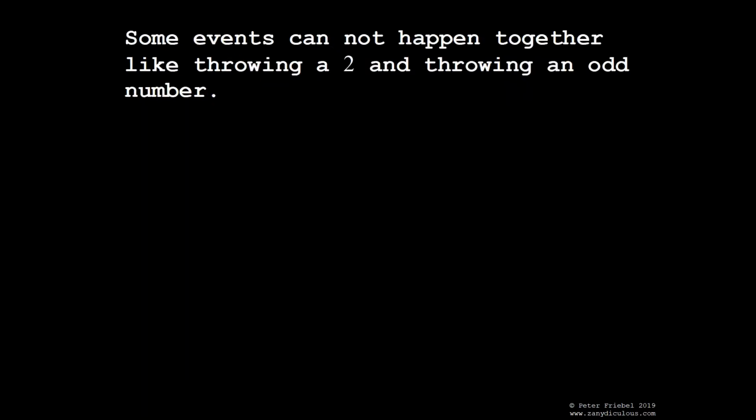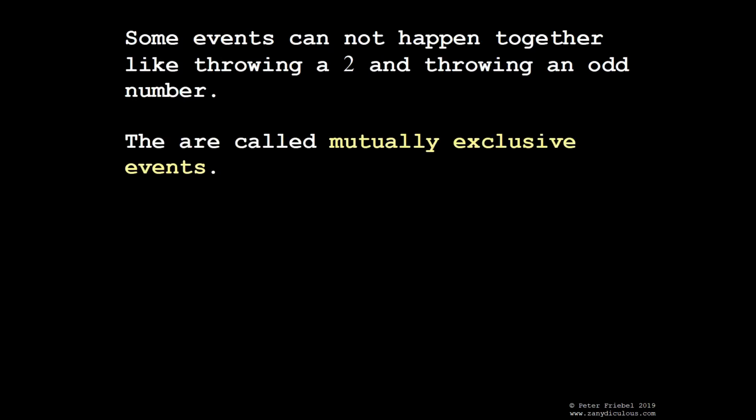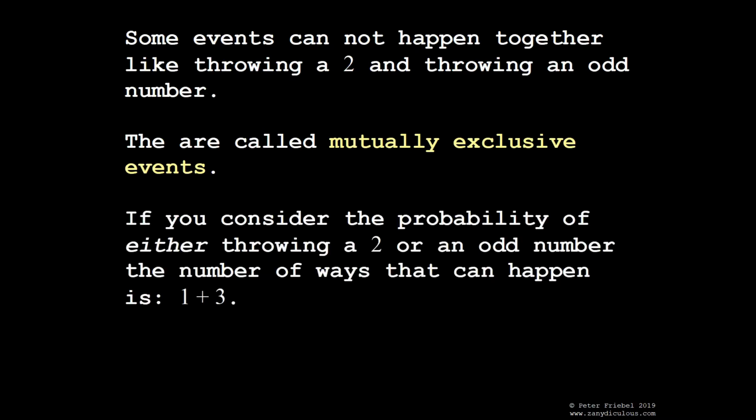Some events cannot happen together, like throwing a 2 and throwing an odd number. They are called mutually exclusive events. If you consider the probability of either throwing a 2 or an odd number, the number of ways that can happen is 1 plus 3. The probability to throw a 2 or an odd number is 1 plus 3 divided by 6, and that is 1/6 plus 3/6 is 4/6.